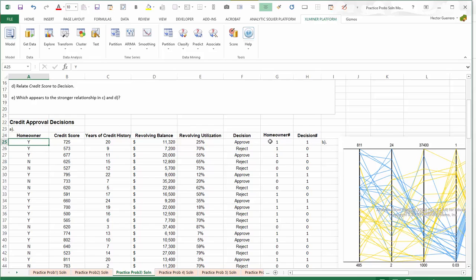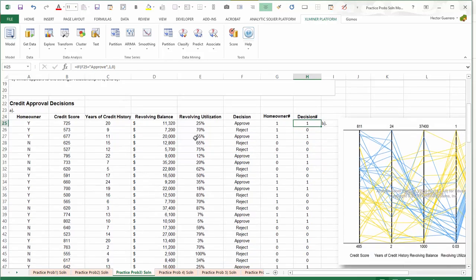Here's a homeowner, yes. Here is the translation into a 1 or a 0. If A25, which is where the y is, is equal to y, then give me a 1, otherwise give me a 0. So a simple sort of logical if. The same thing here for approval and non-approval or rejection. If F25, this time we're talking about this cell, is approved, then give it a 1, otherwise give it a 0. So that's the data wrangling aspect of what we have to do.